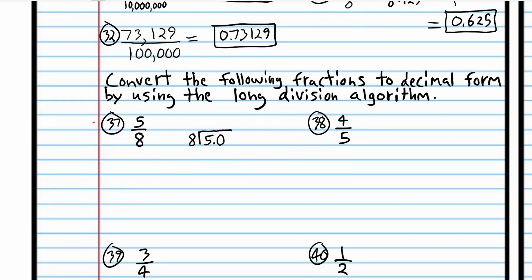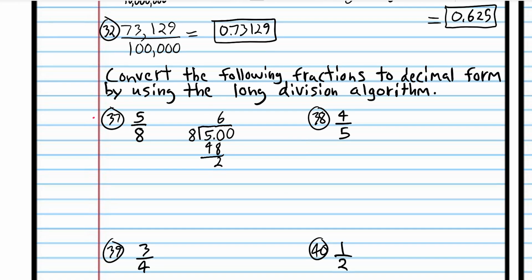Now 8 goes into 50 6 times. 8 times 6 is 48. 50 minus 48 is 2. Then we're going to bring down another 0. And usually at this point you would stop because there's no more zeros to bring down. But in this algorithm, we're not going to stop dividing until we have a remainder of 0. So we're going to actually put extra zeros here. We're going to bring down another 0. So how many times does 8 go into 20? 2 times.